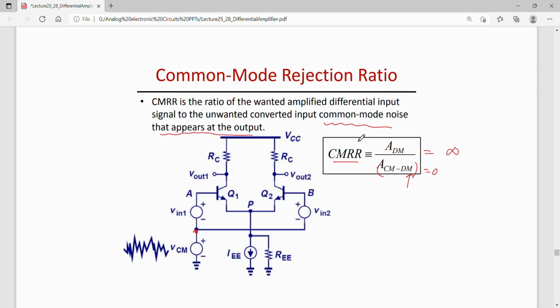So if CMRR is high, if it is infinite, that means there is zero common mode to differential mode conversion of gain. So that means no noise is present in the output.